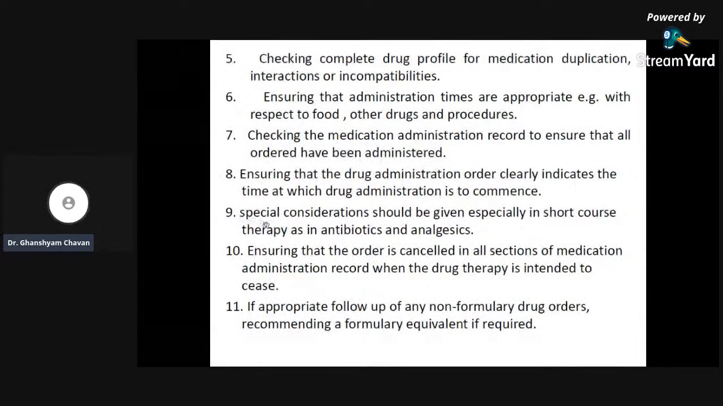Special consideration should be given, especially in short course therapy or in antibiotics and analgesics, because some antibiotics are very dangerous. For example, tetracycline, chloramphenicol, or macrolide antibiotics. So in that condition, we should pay special attention toward the patients. We should use those drugs very cautiously, because they produce adverse drug reactions.